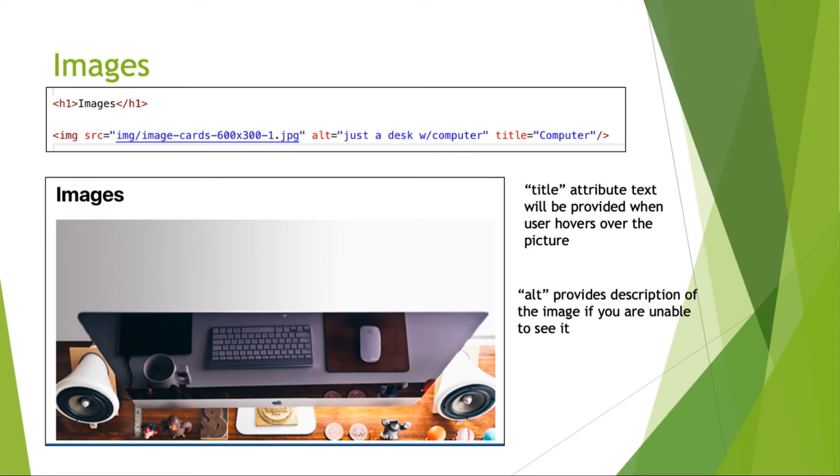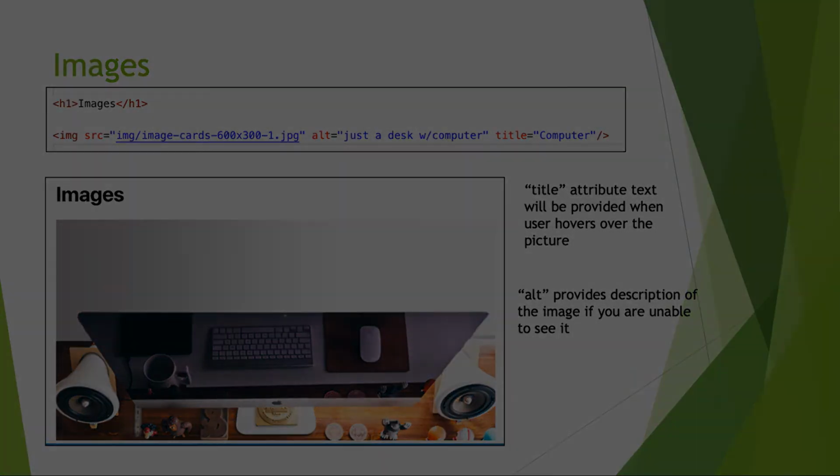And alt provides a description of the image if you're unable to see it, which becomes very handy for some users. So we want to make sure we always have that. And then we have a title attribute, which will provide text when we hover over the picture to tell us what that picture is. And that would be useful too, especially if it doesn't render. So that's as simple as it is, the source attribute inside the image tag to get the picture to render.